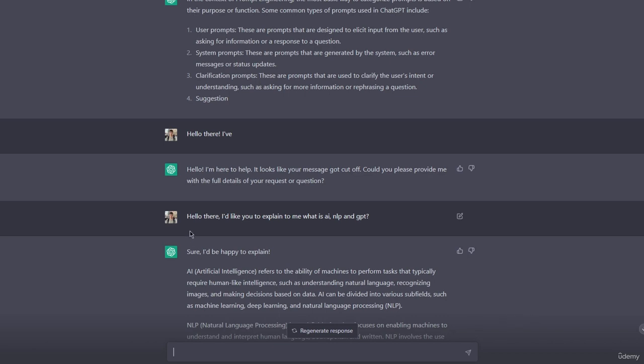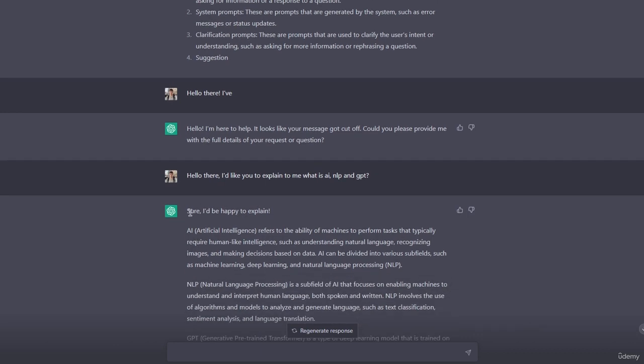So I asked ChatGPT if it could explain to me what is AI, NLP and GPT. And this is what it wrote. Sure, I'd be happy to explain. AI, artificial intelligence, refers to the ability of machines to perform tasks that typically require human-like intelligence, such as understanding natural language, recognizing images, and making decisions based on data. AI can be divided into various subfields such as machine learning, deep learning, and natural language processing, NLP.